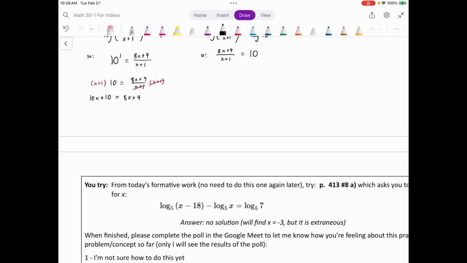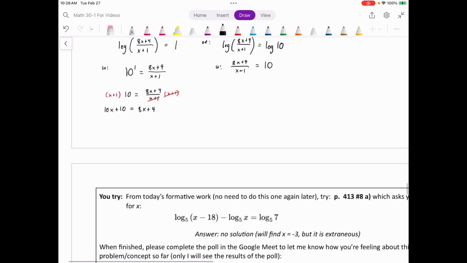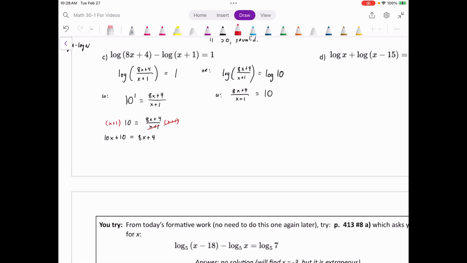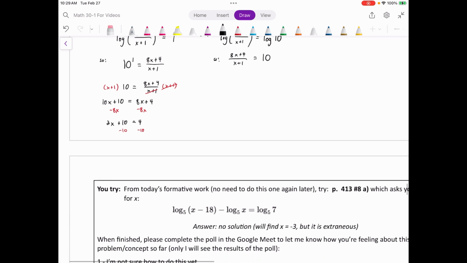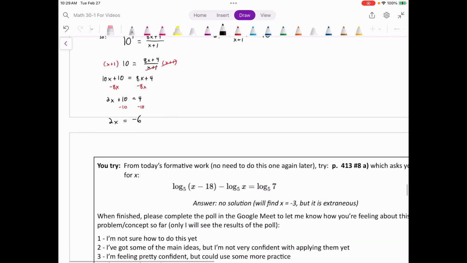And now it's just a matter of getting all my x's to the same side and isolating it. So I'm going to subtract 8x here, subtract 8x here. 10x minus 8x, that'll leave me with 2x plus 10 equals 4. And then subtract 10 from both sides, and we're almost there. Subtract 10, and I've just got that 2 times x equals 4 minus 10, which is negative 6. And divide both sides by 2.